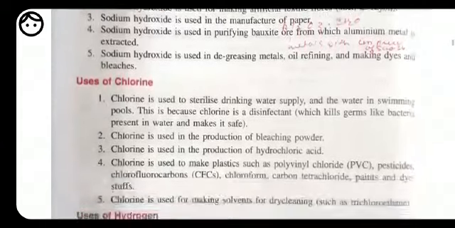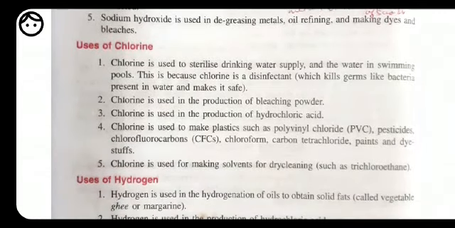Next, we have the uses of chlorine. First, chlorine is used to sterilize the drinking water supply and the water in swimming pools. This is because chlorine is a disinfectant which has the ability to kill the germs and bacteria present in the water. Because of its disinfecting property, it is used to kill bacteria.